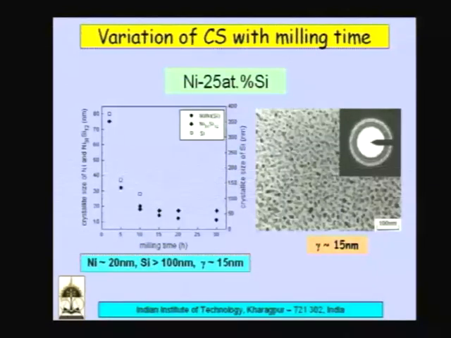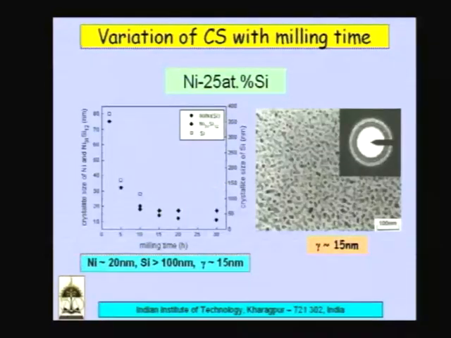That means you take macro crystals and break them down by what is called a ball milling technique, and you can see that with increasing milling time one can decrease the particle size and reach a level of about 10 to 15 nanometers. And what is important is that such phases, such as these intermetallic compounds, form only when the crystal size comes to around 20 nanometers.